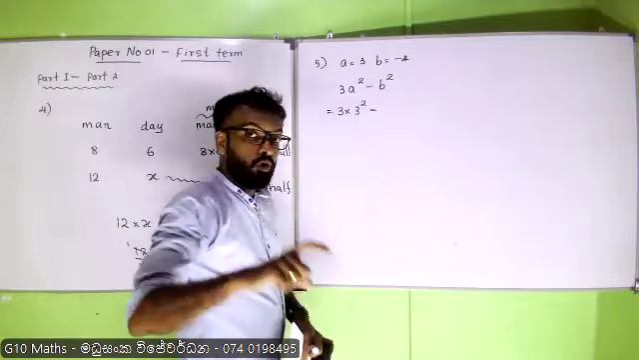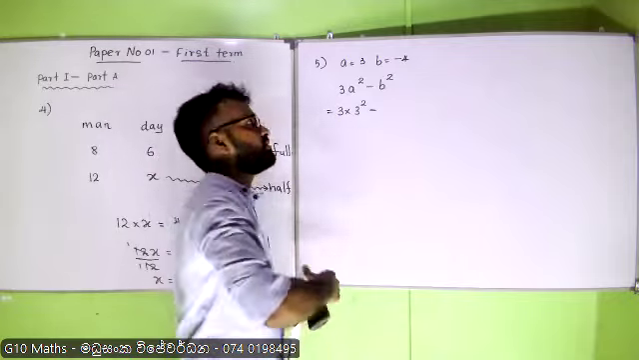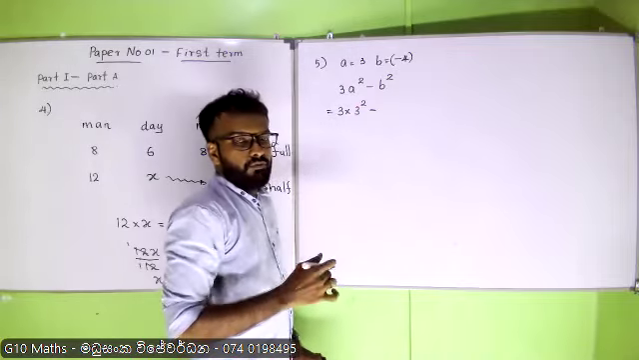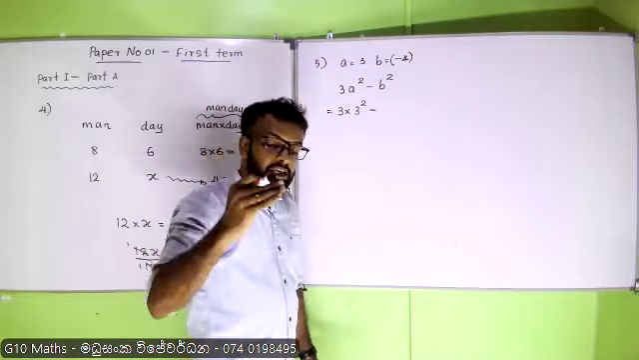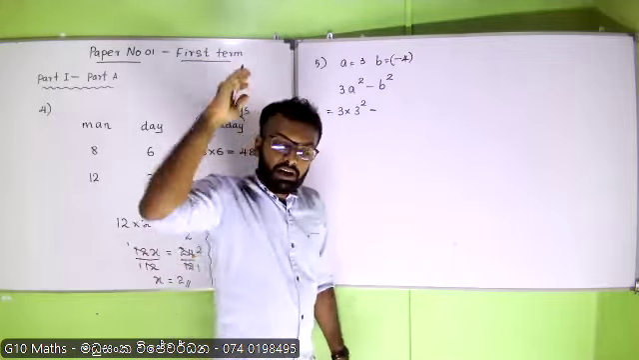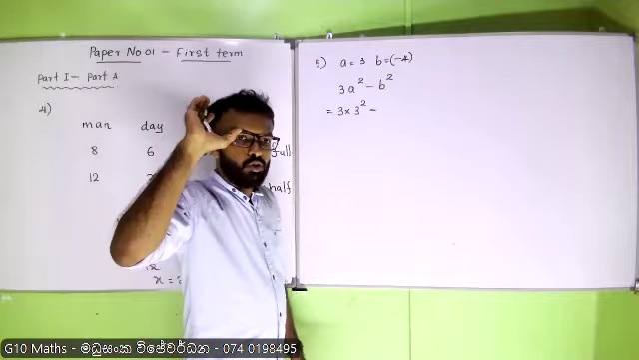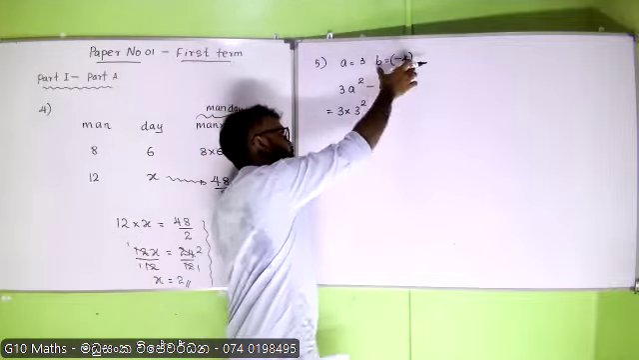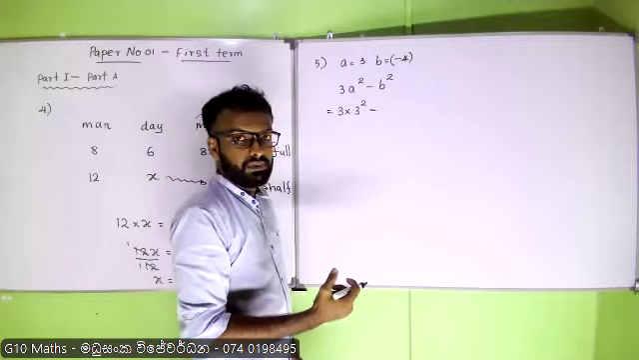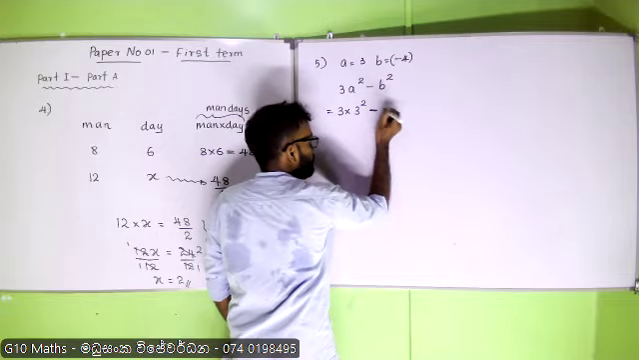Here you have -4. When you are substituting a negative value, please use brackets. Definitely use them, never forget. You need to use brackets when you are substituting negative values so that you can understand this is negative. So here you have subtraction.